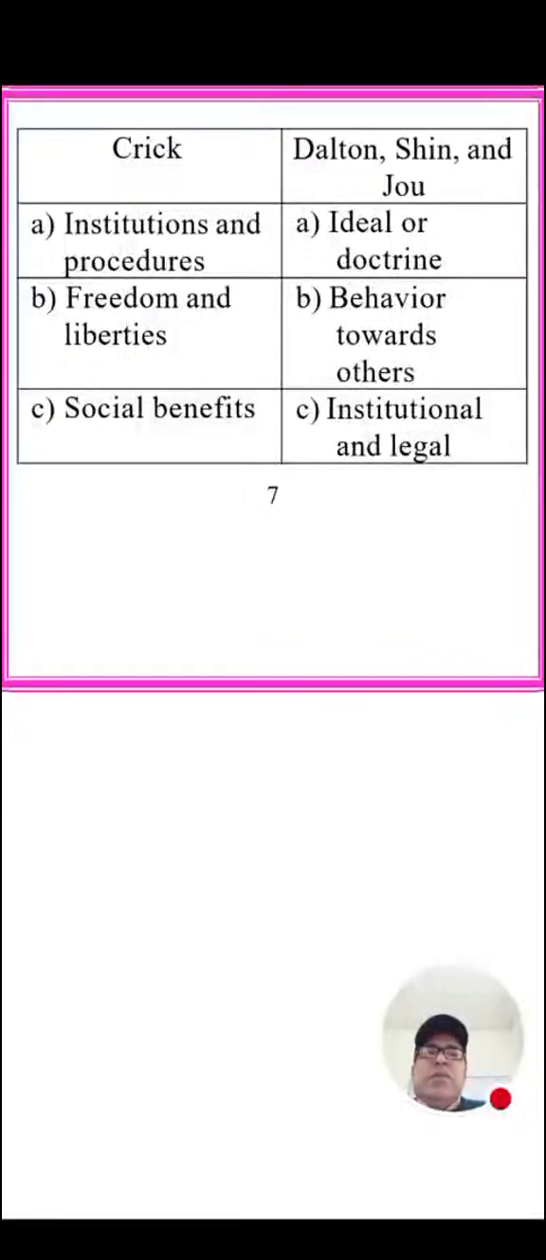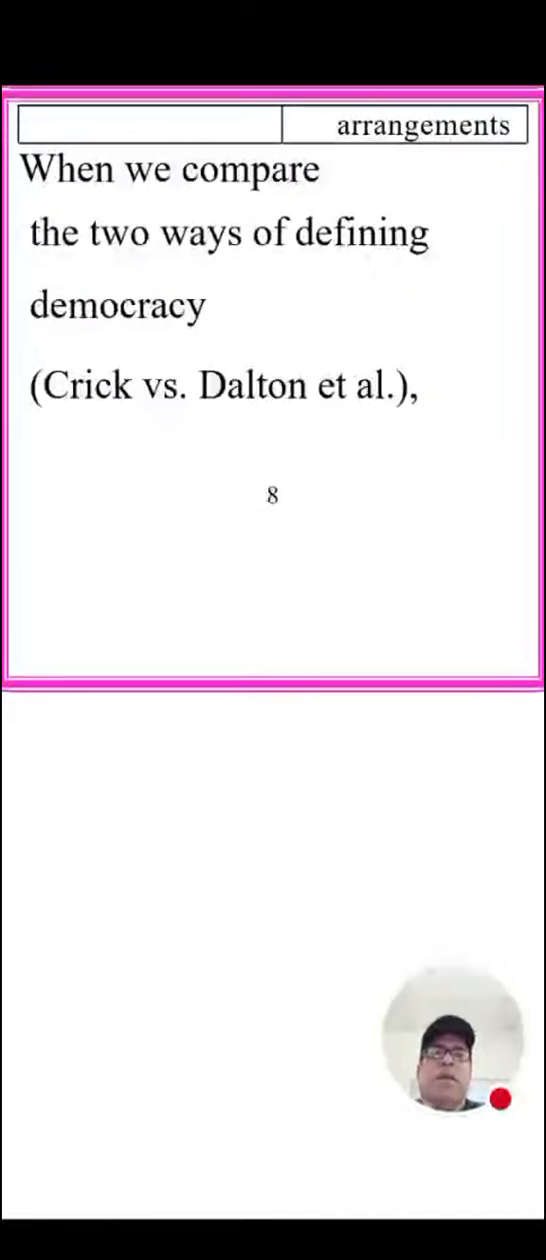On the other hand, if you see the table on slide 7, Dalton, Shin, and Zhao attribute these three things to democracy: ideal or doctrine. Democracy is an ideal, democracy is a doctrine. Behavior towards others, it is democracy. And democracy is also institutional and legal arrangements. So when we compare the two ways of defining democracy, Crick versus Dalton et al. All of you know et al.